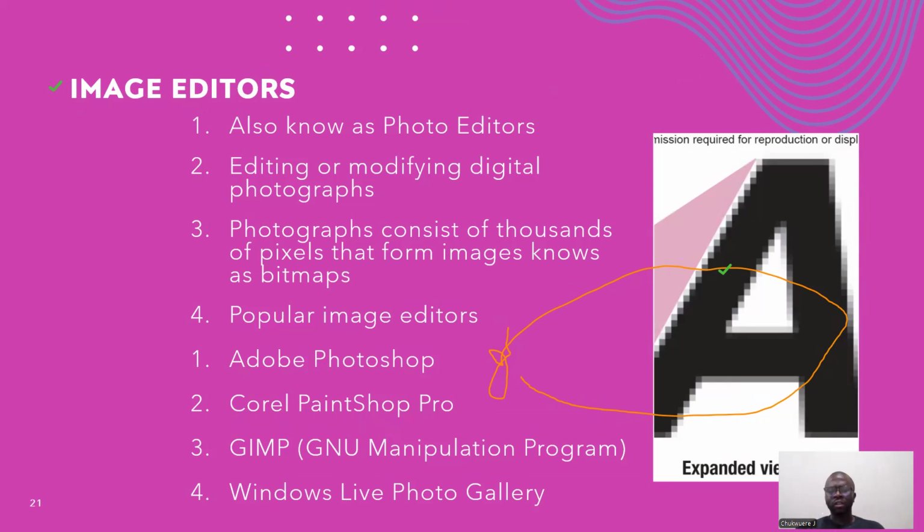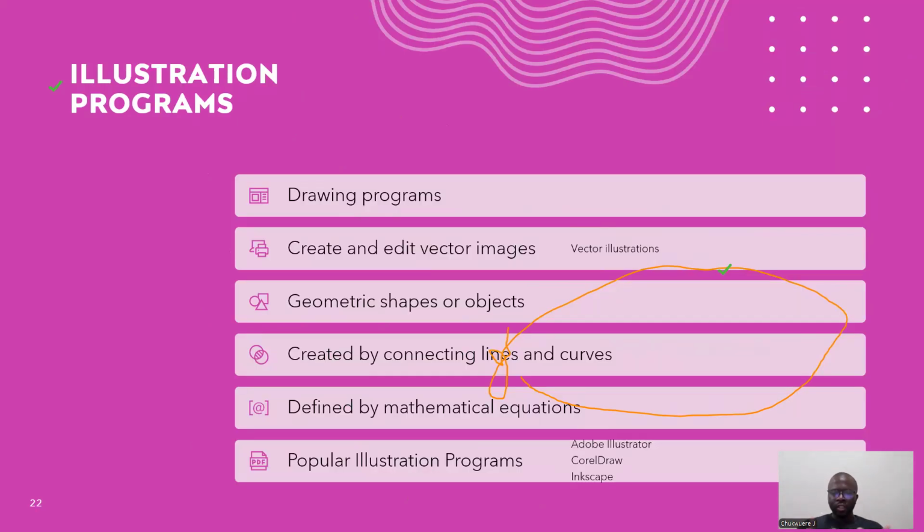So you have the most popular ones like Adobe Photoshop, Corel Paint Shop, and others. These are all specialized application programs that are used for what? To edit a picture, to beautify a picture, to modify a picture, so that it can look more different, more beautiful and presentable.